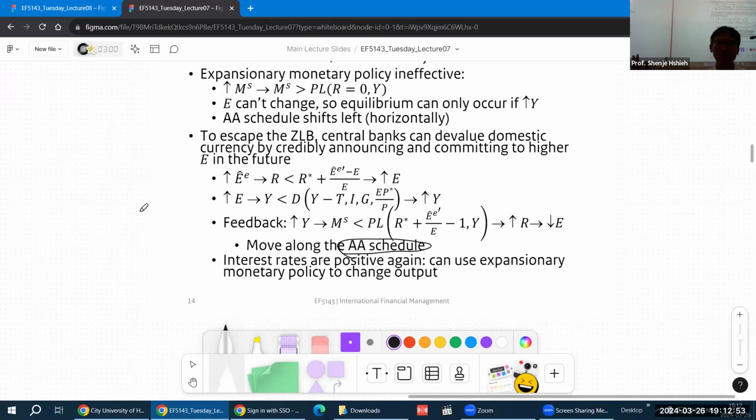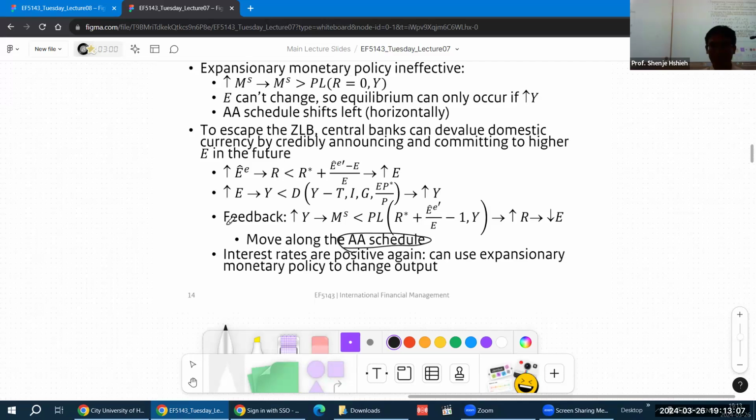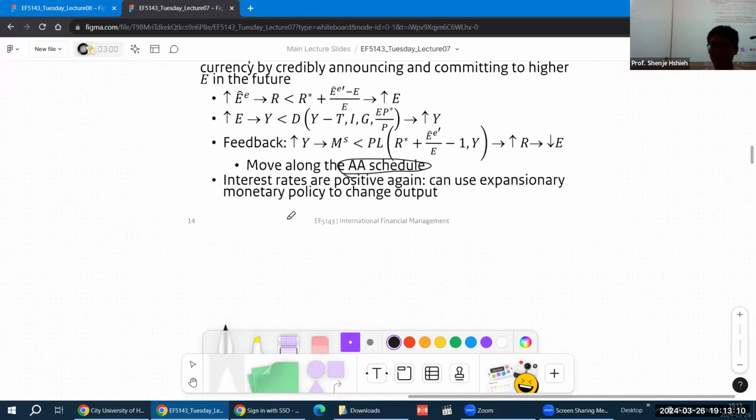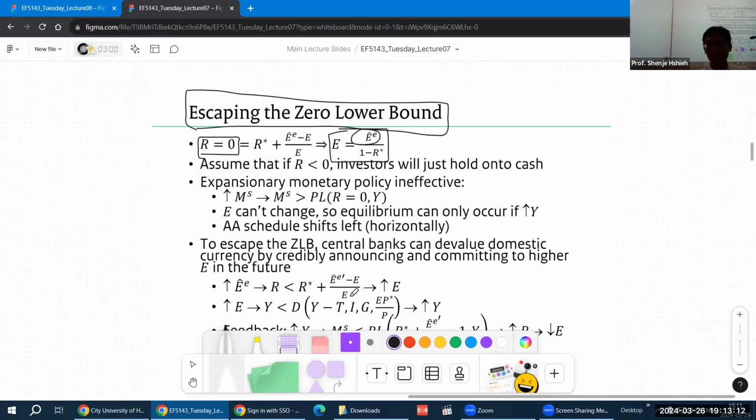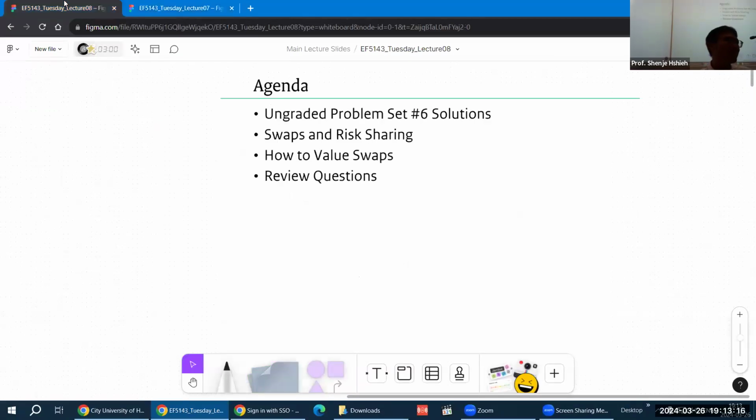You devalue the currency because there's no way to cut interest rates anymore, right? So you devalue your currency and hope that that may allow you to recover your ability to conduct monetary policy once again, in which case maybe you can, maybe you can't. Okay, so that's the takeaway from last week. So let me move on to this week if no other outstanding questions.